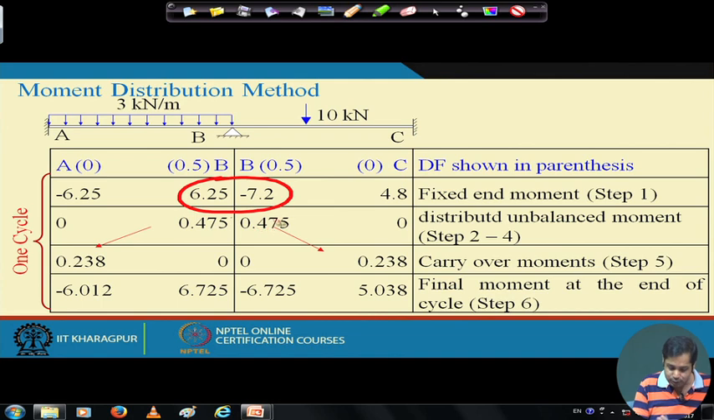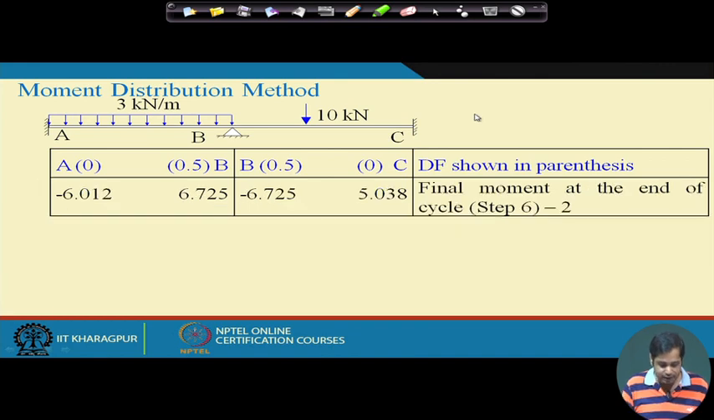Then we distributed the moment and their distributed moments were carried over to the other end, and then we sum them, this and this, and then this and this, and this and this, and this is the final status. So this is a complete cycle, and we were lucky in this case that after one cycle we got the equilibrium stage. Now finally, these are the final moments at different joints. Now if you have to draw the bending moment diagram, let us draw the bending moment diagram.